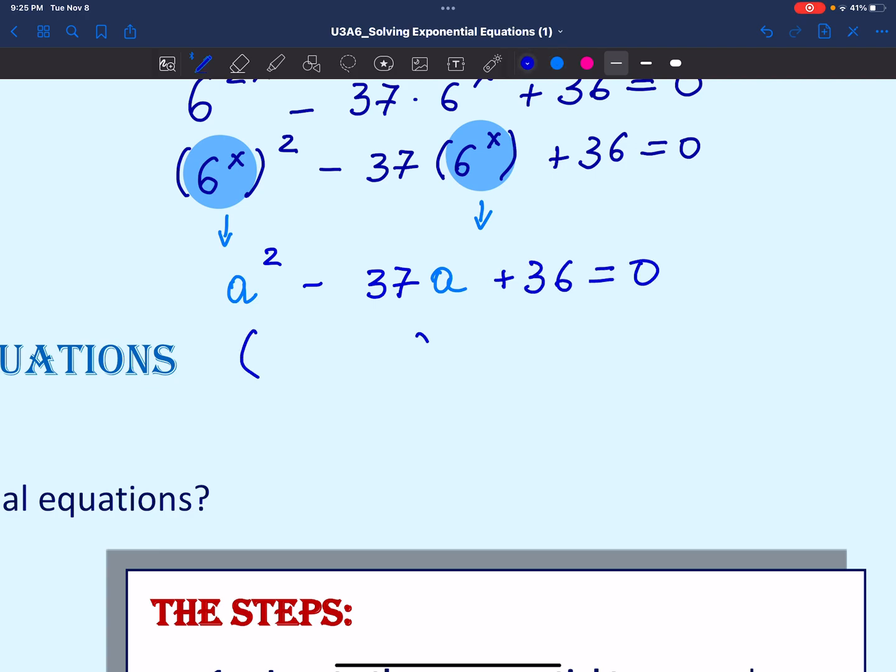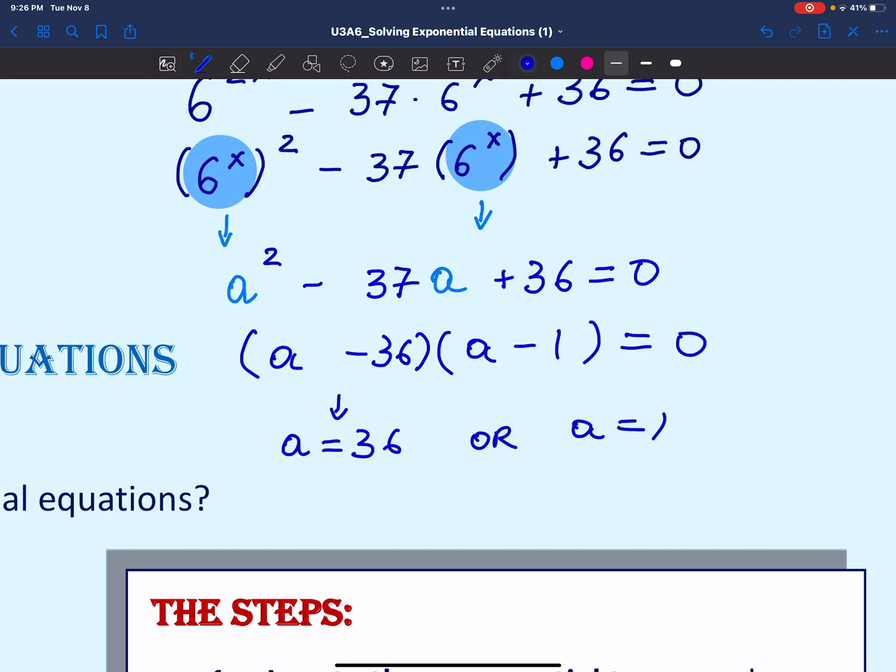So let's factor and see what we get in here. So we have a minus 36, a minus 1 equals 0. So from here, we obtain a equals 36 or a equals 1. So that means that 6 to the power of x equals 36, or 6 to the power of x equals 1. So 6 to the power x equals 36 is 6 squared, so that means x equals 2. And this will be our first solution.